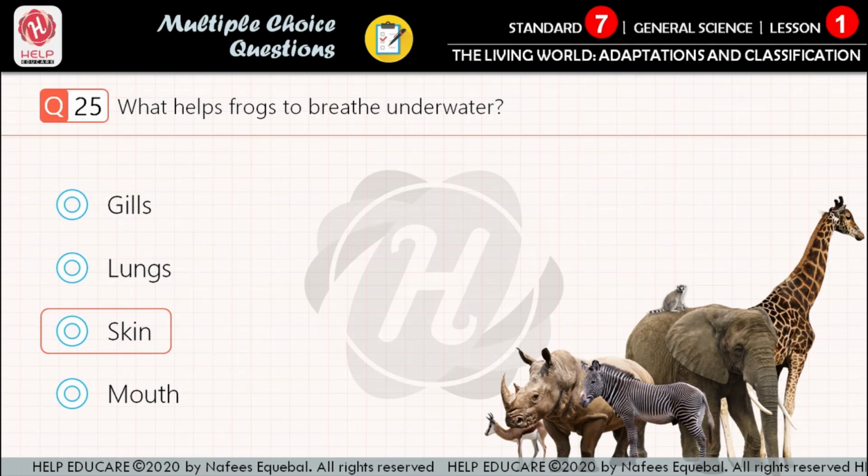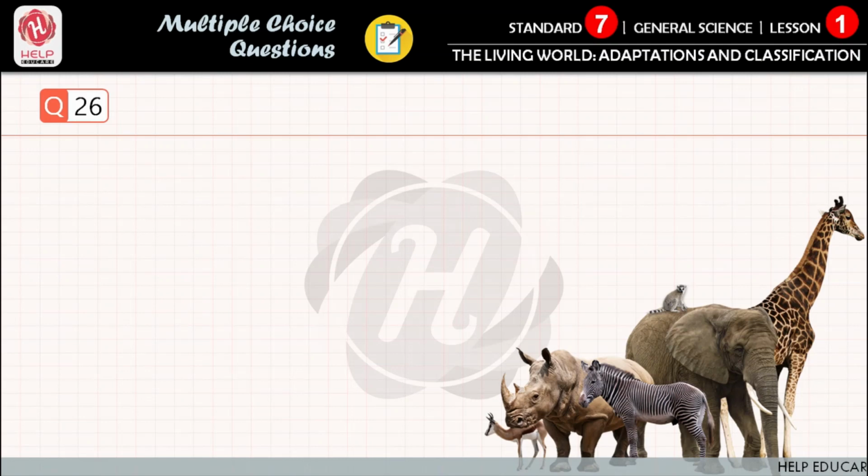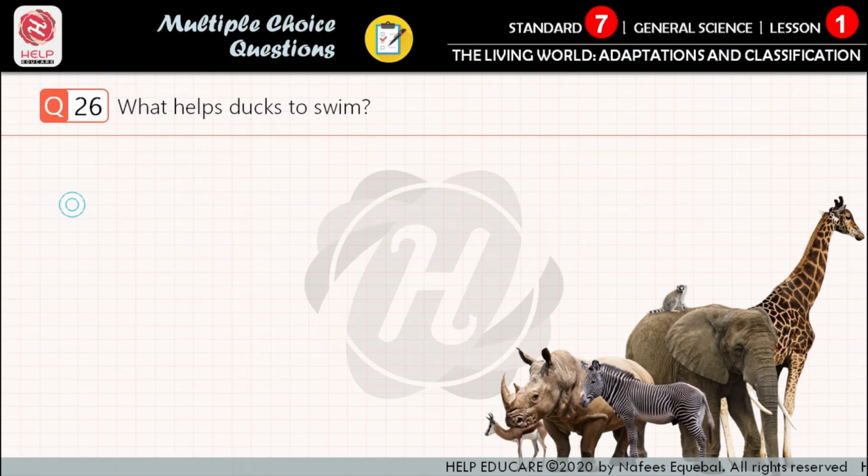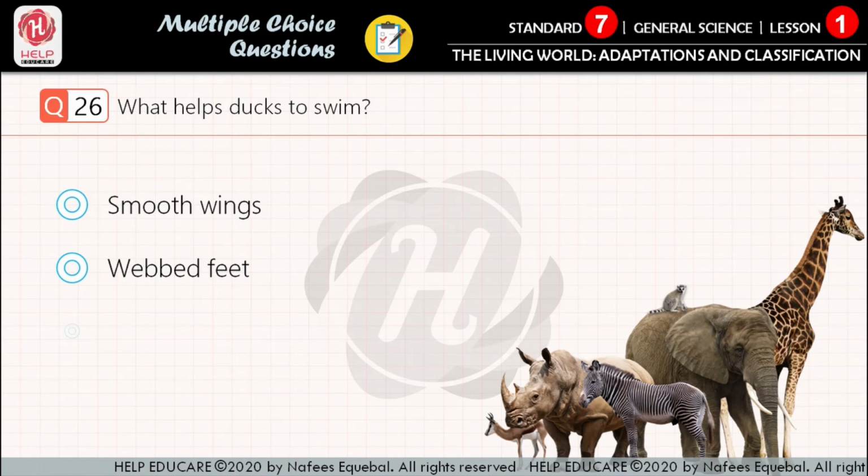Correct answer is, skin. Question number 26. What helps ducks to swim? First option, smooth wings. Second option, webbed feet. Third option, lightweight body.